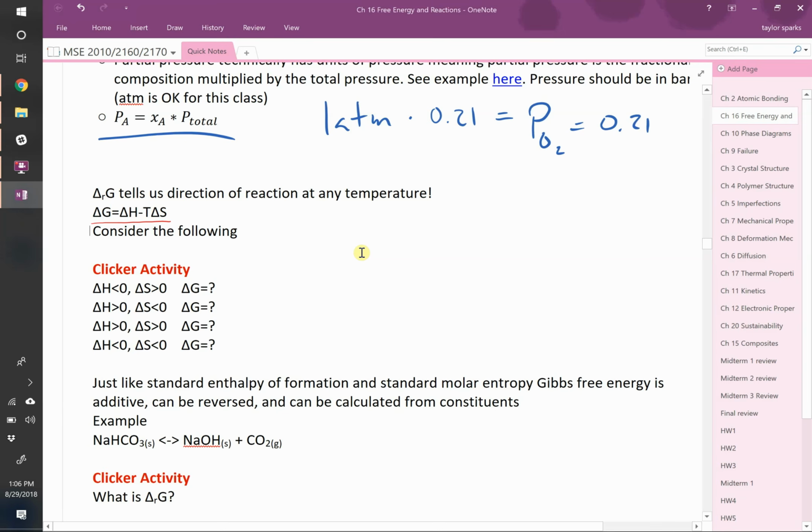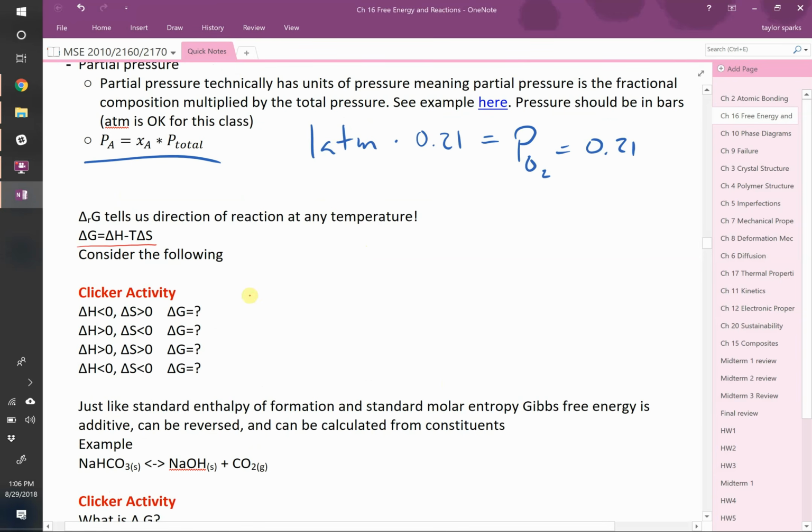But what would this be? Would delta G be overall negative or positive? Our change in enthalpy is negative, and our change in entropy is positive. Is that an overall positive or negative? My suggestion is to just write it out: delta H minus T delta S. In this case, delta H is a negative number minus temperature multiplied by a positive number. Will that ever be a positive number? A negative number minus more numbers will only be negative. So that will always be spontaneous, right?